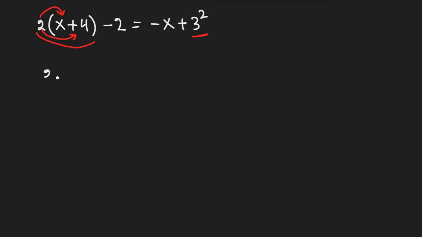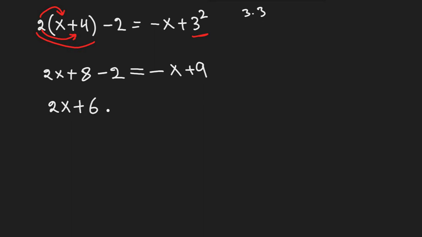2 times x, it's 2x, plus 2 times 4, it's 8, and we have one minus 2 here, minus 2, then equation sign, minus x, and 3 square, it means 3 times 3, 3 times 3 is 9, plus 9. Then we can simplify it more than this. 2x plus 8 plus 8 minus 2, it's plus 6. The other side is minus x plus 9.